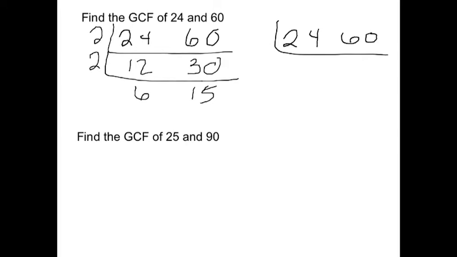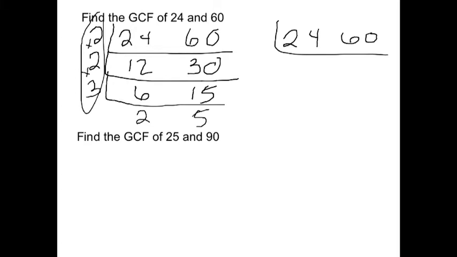But 6 and 15 have a common factor of 3. So I'm going to divide both by 3, and I'm going to get 2 and 5, which don't have any common factors besides 1, so my ladder is complete. I look at the side and I say, okay, I'm going to have to multiply, because factor means multiply, my 3 numbers on the side, and 2 times 2 is 4 times 3 is 12, so I get a greatest common factor of 12.